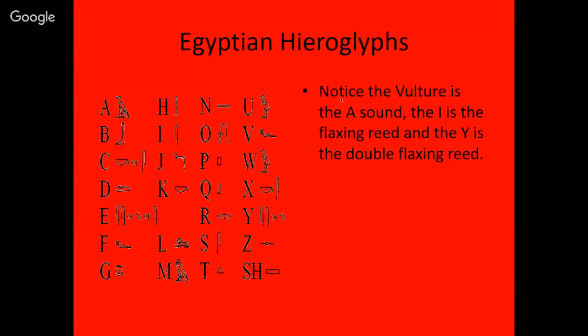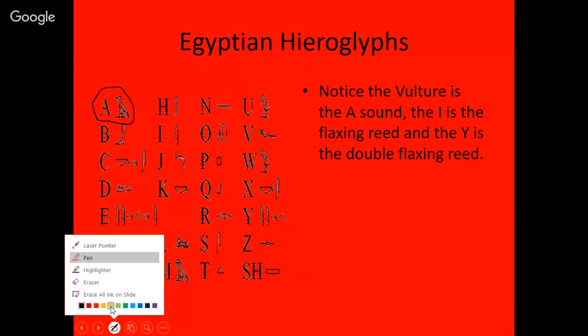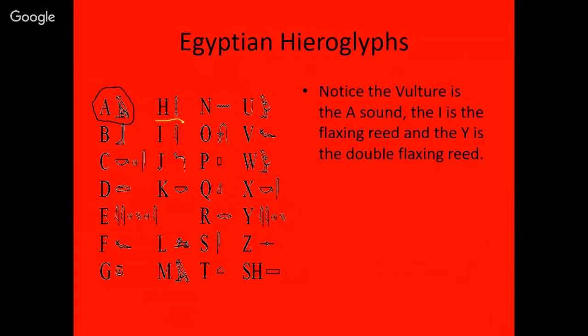Egyptian hieroglyphs. Notice the vulture is the A sound, the I is the flaxen reed, and the Y is the double flaxen reed. So the vulture that we see there, brothers and sisters, is the A sound, and we want to color code this for edification purposes. The I is the flaxen reed. So let's go back to where we was at.